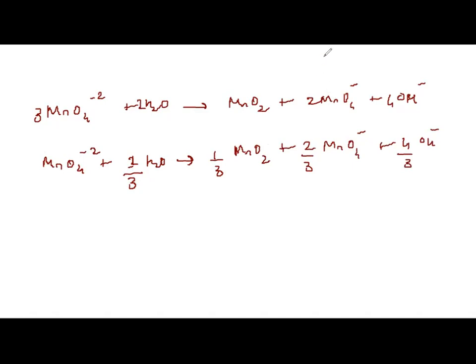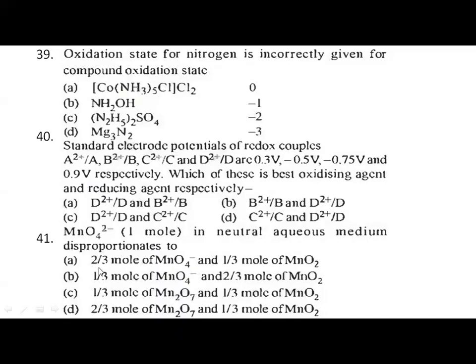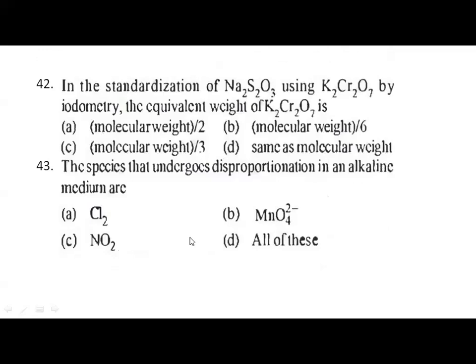So which comes out to be the correct option? Here, the correct option will be what? It is 2 by 3 moles of MnO4 minus and 1 by 3 moles of MnO2. Yes, option A itself is the correct option. Option A is the correct option. Is that right? Okay, next question.